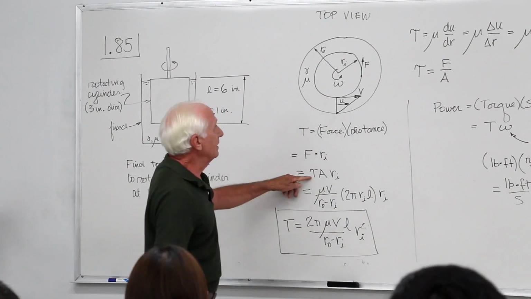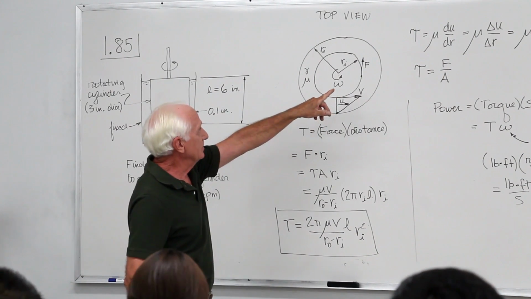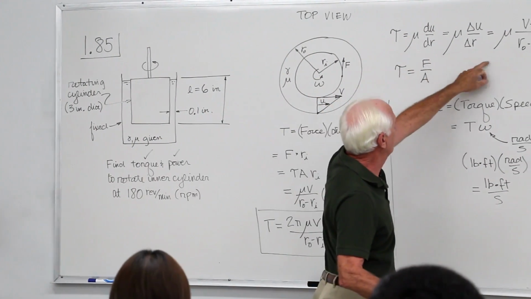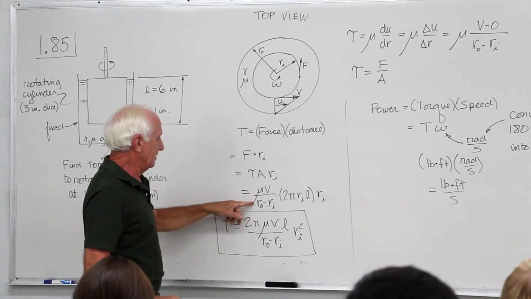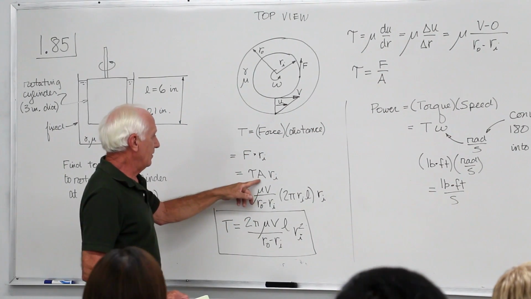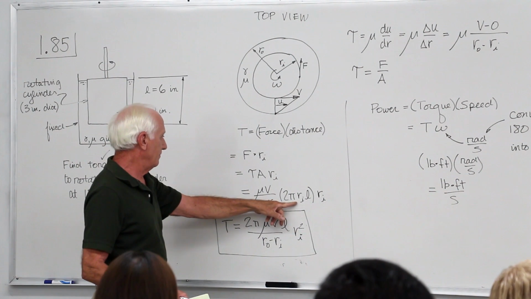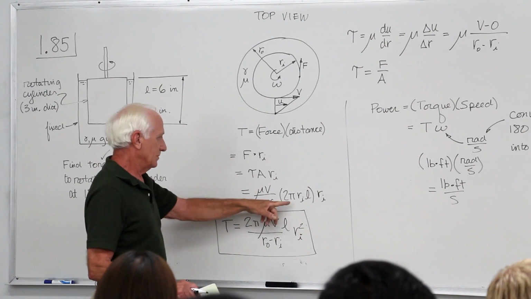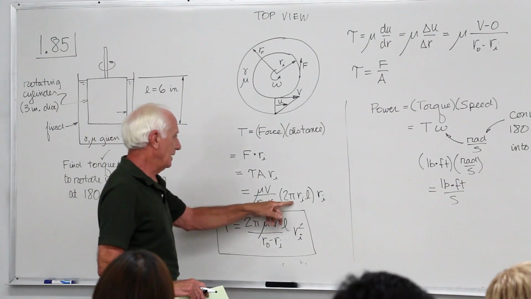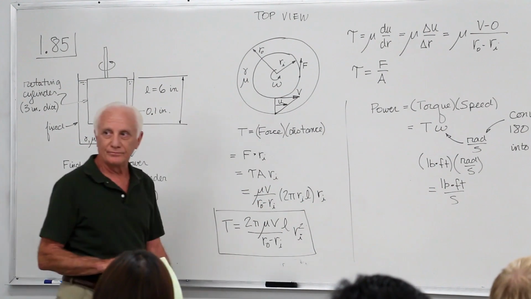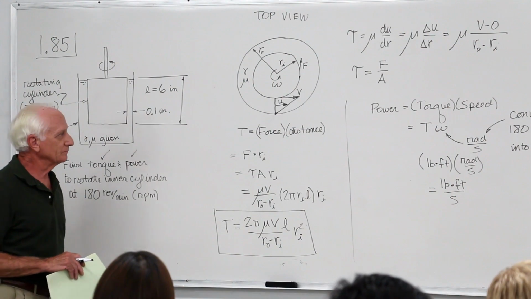Let's make sure. Tau up there is equal to mu du dr. V minus 0, over r minus r 0, times mu. Area is square feet. Circumference, pi times d, 2 pi r, times what? L, Ri. Yep. Okay. Thanks.